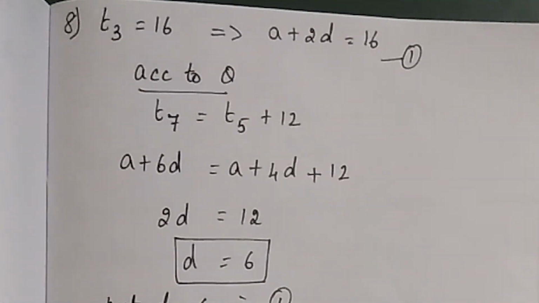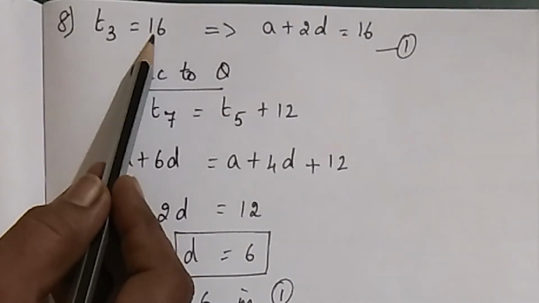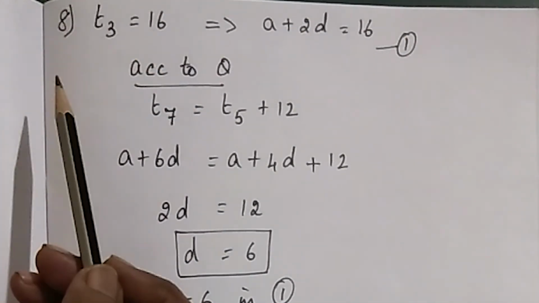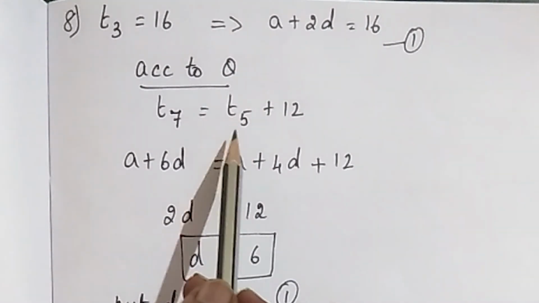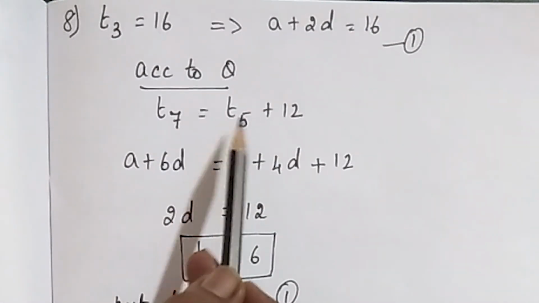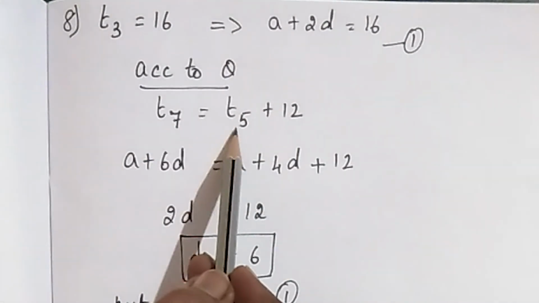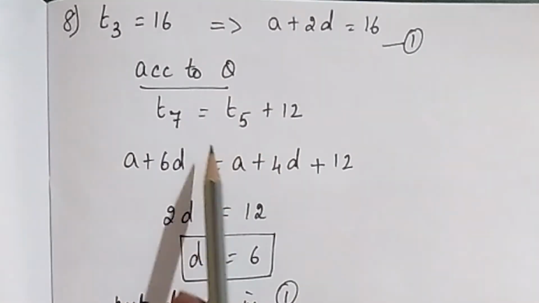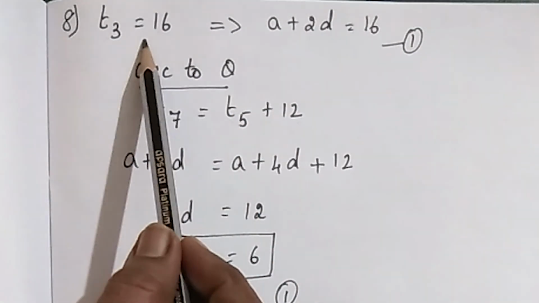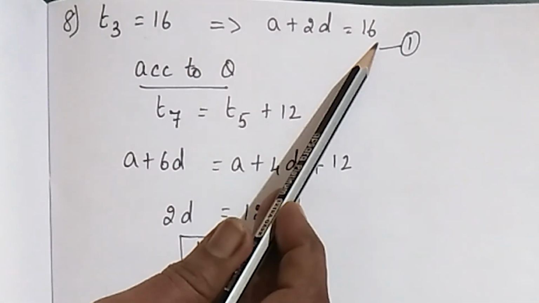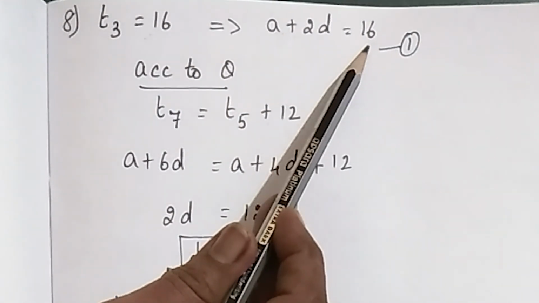Now, see question number 8. They have given the third term is 16. And they said the seventh term exceeds the fifth term by 12. Therefore, you will write T7 is equal to T5 plus 12. And what is the third term? Third term is given 16, no? So, you will write A plus 2D is equal to 16.